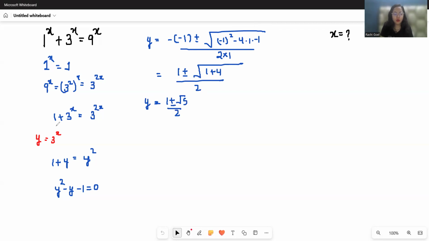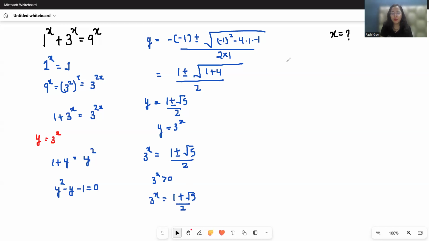Now recall the value of y, that is 3^x. So we can write 3^x = (1 ± √5) / 2. Now we will discard the negative case here because 3^x is greater than 0. So 3^x = (1 + √5) / 2 only.